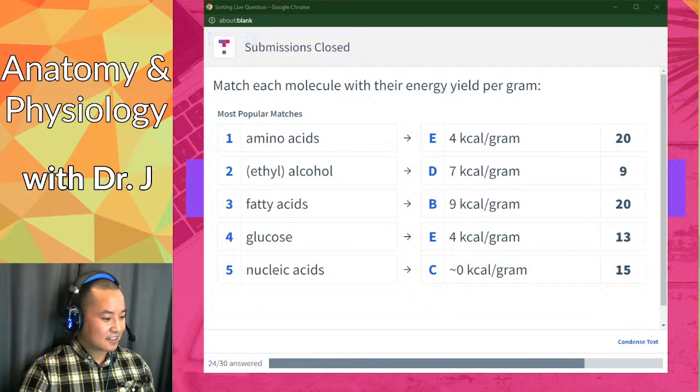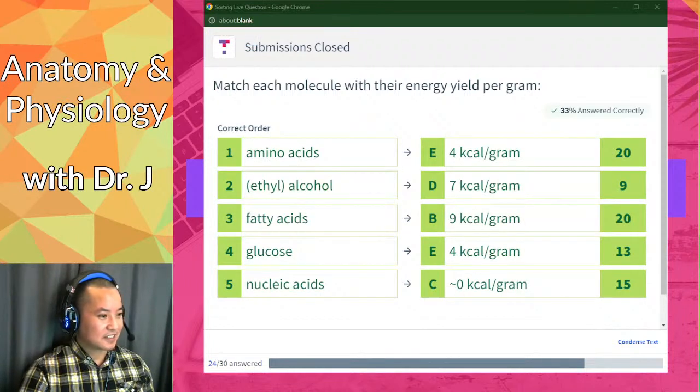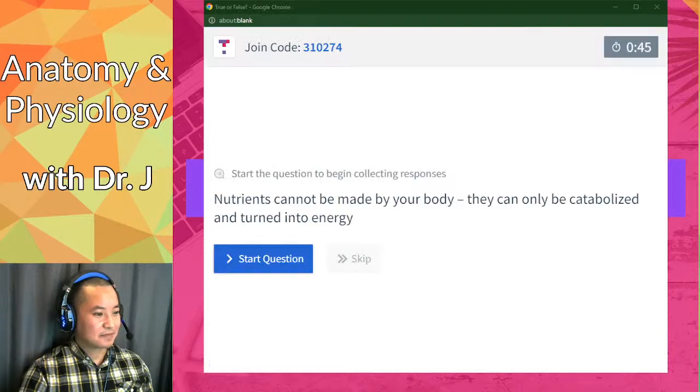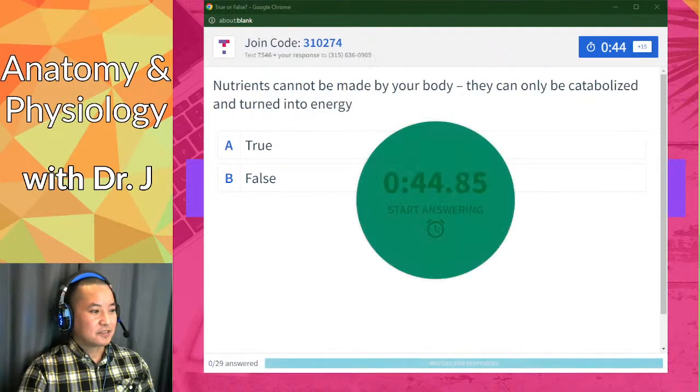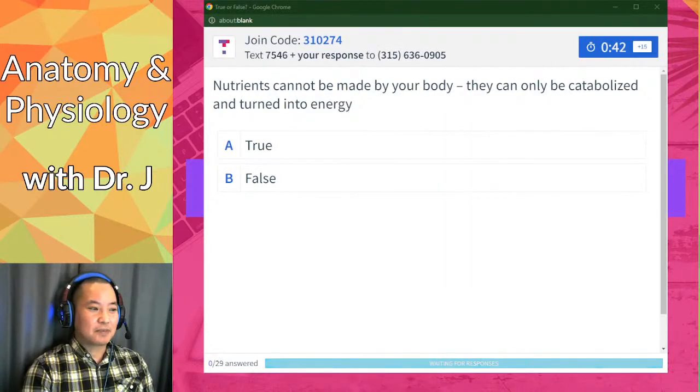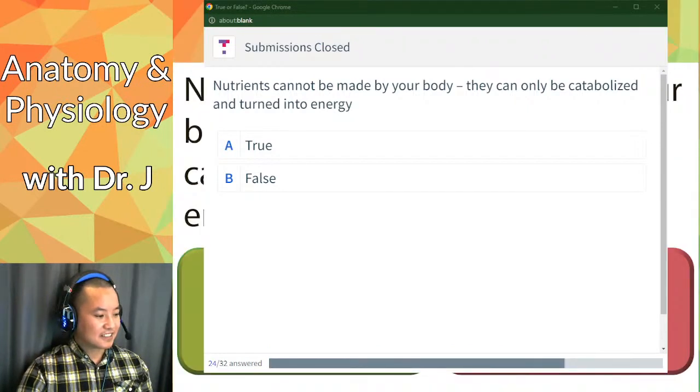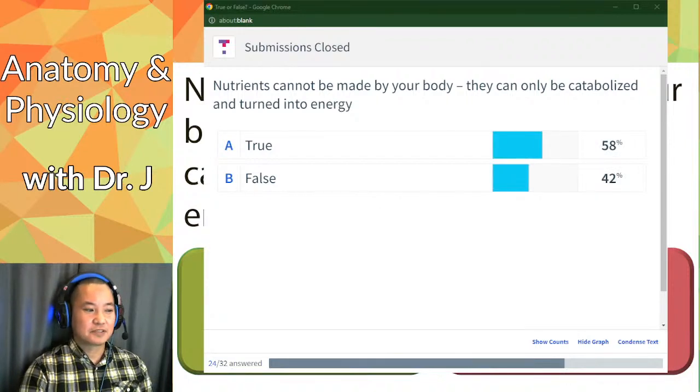Before we move on, one final question for today. Nutrients cannot be made by your body. They can only be catabolized and turned into energy. Is this statement true or false? So the answer is, and most of you, well, what are the responses? Most of you said true, but some of you said false.